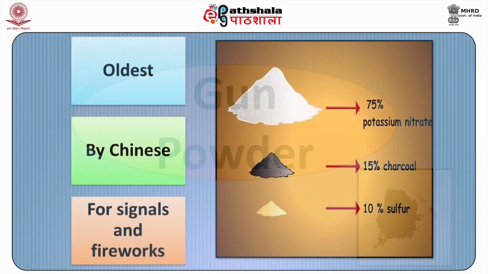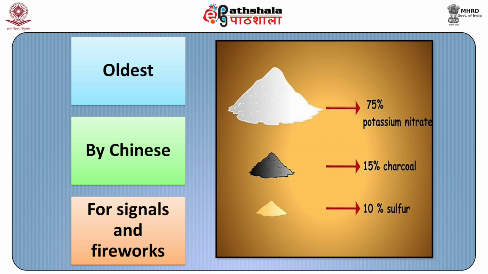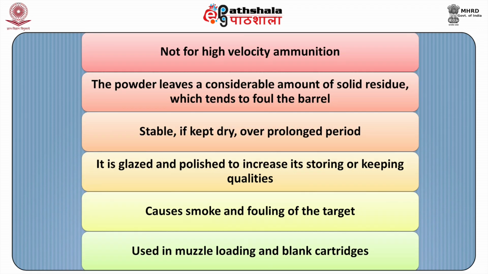First one is gunpowder. Gunpowder is the oldest recorded propellant and had been invented by the Chinese around the 10th century. It was used for giving signals and fireworks. Gunpowder consists of potassium nitrate, sulfur, and charcoal, roughly in the proportion of 75-15-10. The powder is not suitable for high velocity ammunition, as large amounts of powder are required for getting high velocities for the projectiles. The powder leaves a considerable amount of solid residue, which tends to foul the barrel. It remains fairly stable if kept dry over a prolonged period. It is glazed and polished to increase its keeping qualities.